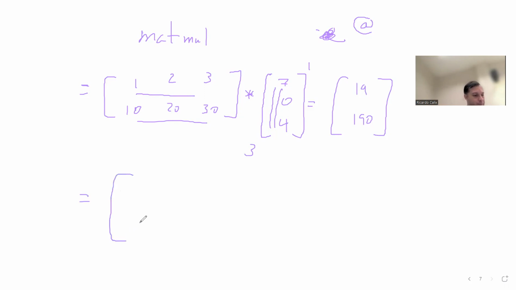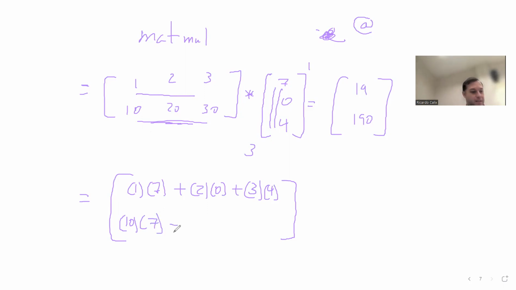So this one will be, I need to do this and that. So it's going to be 1, 2, 3, and 7, 0, 4, right? So it's going to be 1 times 7 plus 2 times 0 plus 3 times 4, right? And that's the first row with the column. Then I do the bottom one, 10, 20, 30. So I'm going to do 10 times what? 7, right? Yeah, very good.